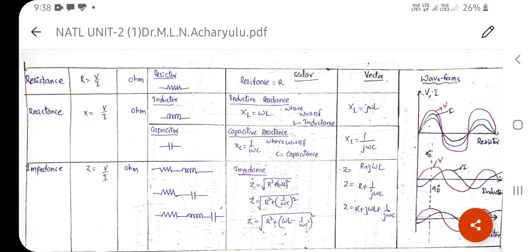So here, what is the impedance? The combination of resistance and the reactance part is generally called an impedance. So that is equal to V by I, in ohms. It appears in the form of an RL circuit, RC circuit, RLC circuit, and so on.